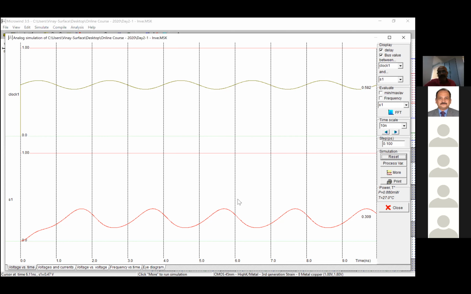Voila. So what do you have to add to make an inverter an amplifier? What did you do in this? I did nothing. I just changed the input. I did nothing. It is already an amplifier.